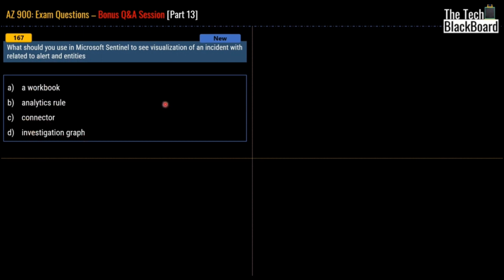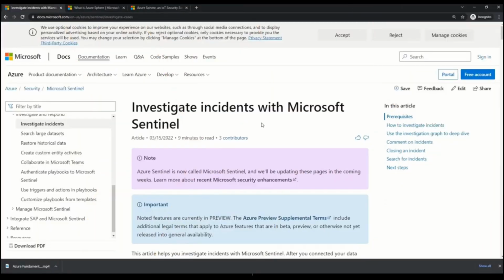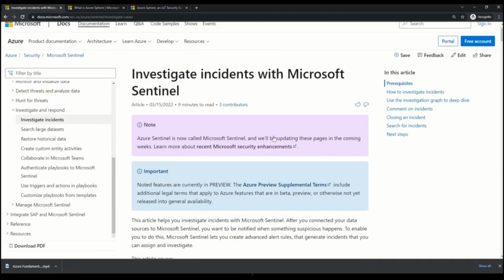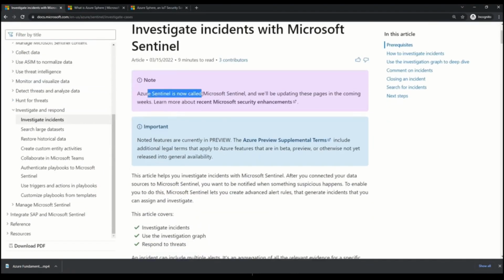The key section that you want to notice is that we want to see visualization of an incident with related alerts and entities. Now let's go to the Microsoft documentation to read and find the correct answer for this question. Here is the Microsoft documentation which talks more about investigating incidents with Microsoft Sentinel. Please note that Azure Sentinel is now called Microsoft Sentinel. Now in the very first paragraph, you can read that this article helps you investigate incidents with Microsoft Sentinel.